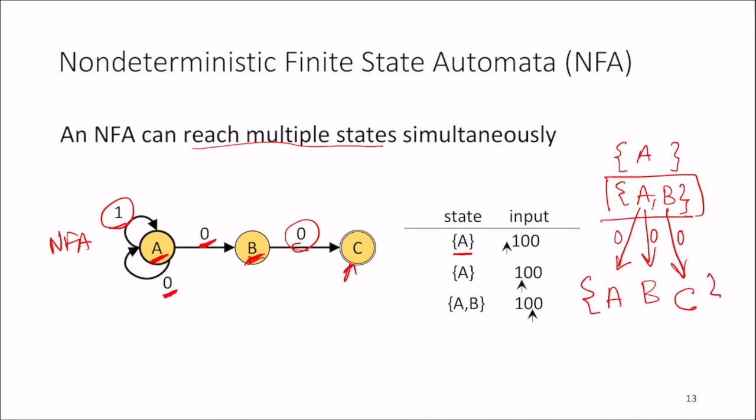So if I was in either A or B and I see an input 0, where can I end up? Well, I can end up in either A or B or C. And that's our new set of states that we can end up in. And now we're at the end of the string here. One of these states in this set that we could be in is a final state, right? So C is a final state here. And so if any of these is a final state, we say yes, it is accepted. So 1, 0, 0 is accepted by this NFA.